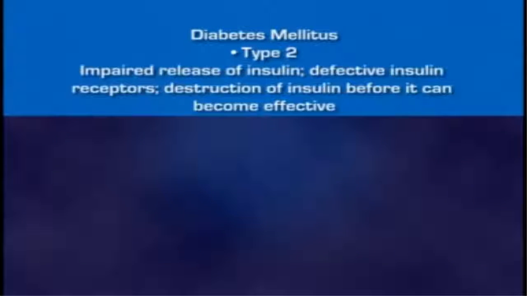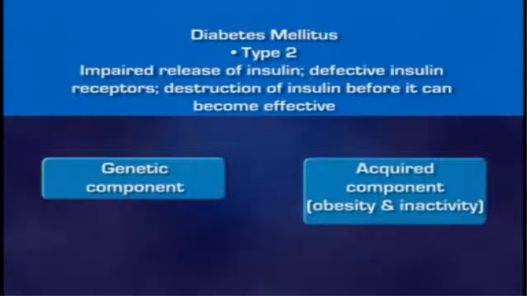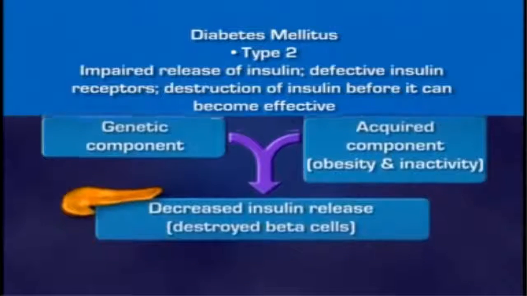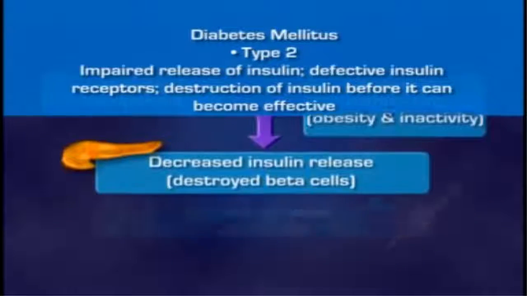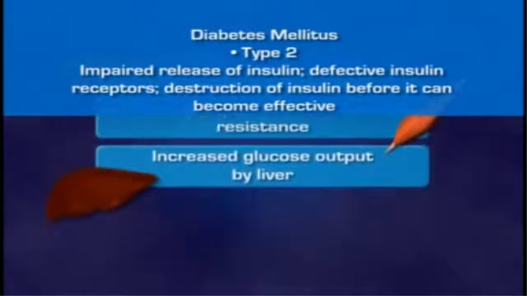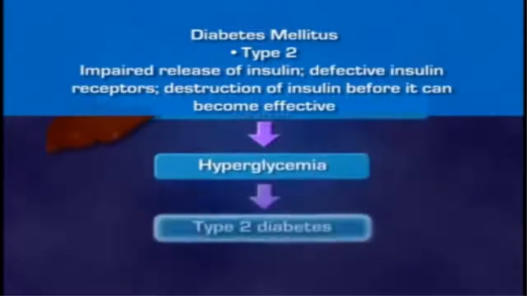Type 2 diabetes is far more common than type 1. As with type 1, the pathophysiology of type 2 diabetes involves both genetic and acquired factors. Among acquired factors, obesity and physical inactivity are of paramount importance. The metabolic abnormalities that lead to type 2 diabetes include insufficient secretion of insulin by the pancreatic beta cells, peripheral insulin resistance, and increased glucose output by the liver. In type 2 diabetes, hyperglycemia develops despite the availability of insulin.